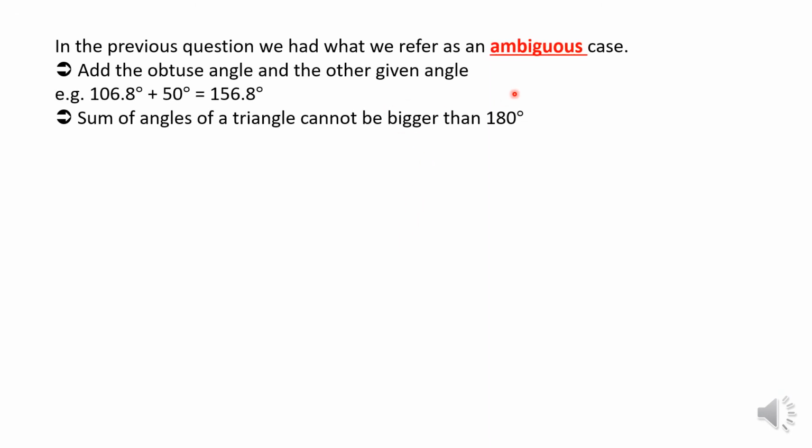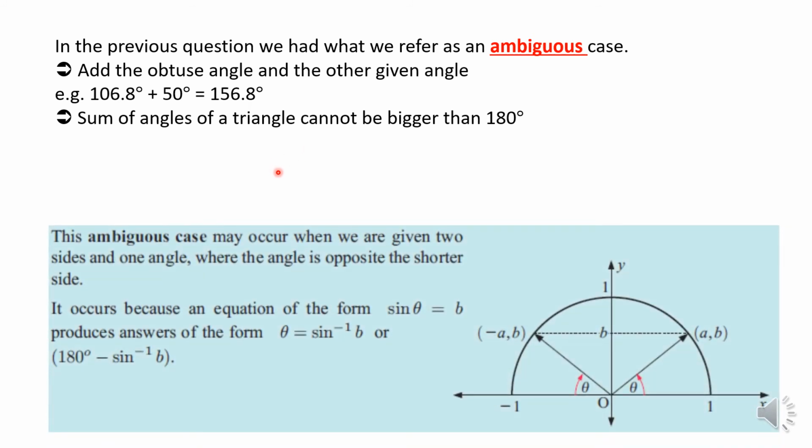So when we talk about that ambiguous case, I just want to emphasize what I said in the beginning: you add the obtuse angle to the angle that you are given, right? And if you can do that, then you will also realize that there might be two possible answers. So remember that when you're dealing with this type of question.